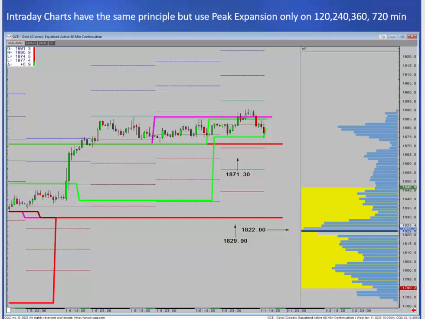Finally, we can use the same principle on intraday charts, but it only uses peak expansion when I show that, and I normally show a 60-minute chart, but it could be anything, and the peak points are 120, 240, 360 and 720, and normally I just highlight what I think is the most important, which is the 720 or the red line.